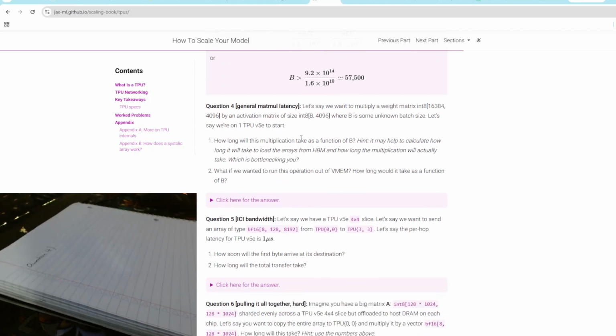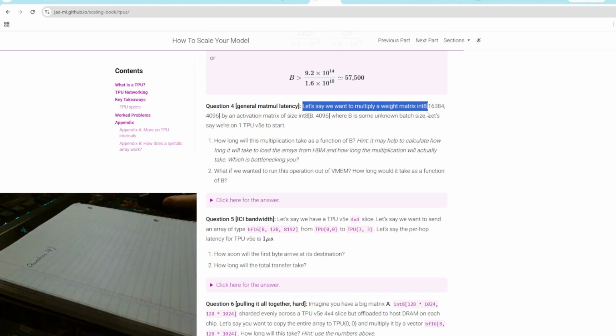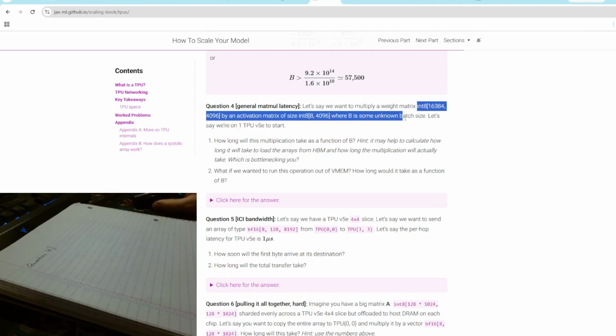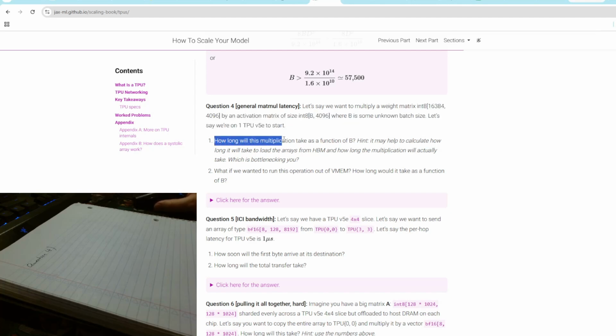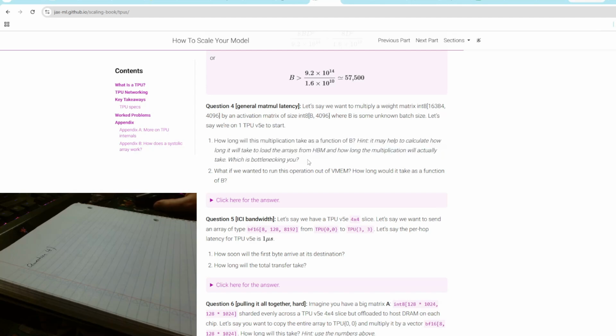Right here. Question 4: general matrix multiplication latency. Let's say we want to multiply a weight matrix int 8, 16,000 by 40,000 by an activation matrix where B is some unknown batch size. Let's say we're on 1 TPU v5e to start. How long will this multiplication take as a function of B? It may help to calculate how long it will take to load the arrays from HBM, how long the multiplication will actually take, which is bottlenecking here. Well, okay, so just calculate both.